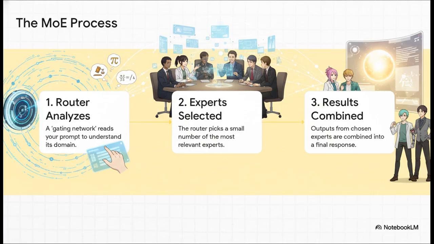First, when your prompt comes in, this lightweight network called a router takes a look. And this thing isn't just a dumb switch. It's a small neural net itself that's been trained to get incredibly good at guessing which experts will be the most helpful. Then, based on that quick analysis, it picks the top few experts for the job, say the top 2 out of 8 available experts in that layer. And finally, the outputs from those chosen experts are all intelligently blended together to create that final polished response you get back.